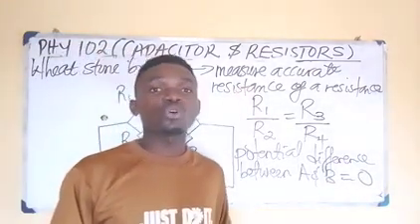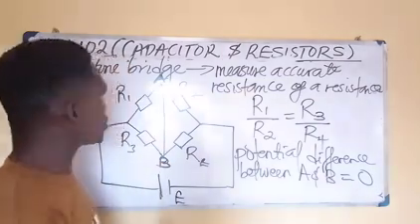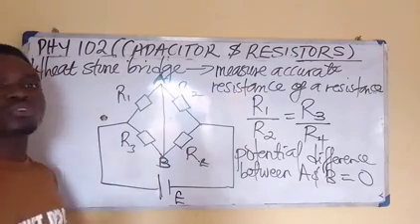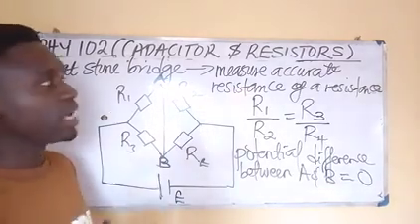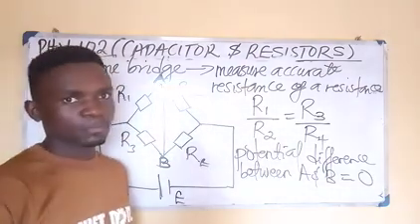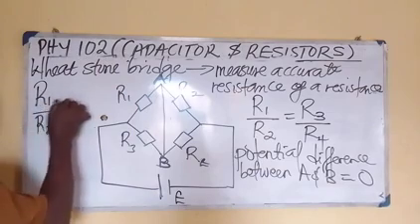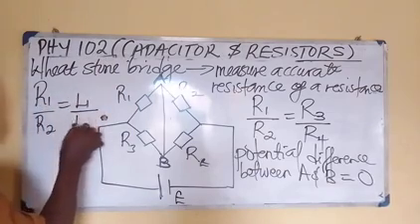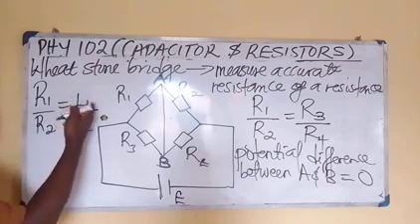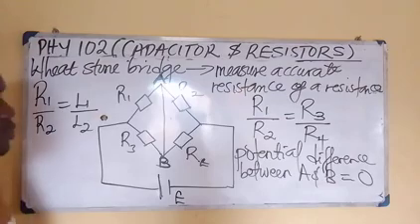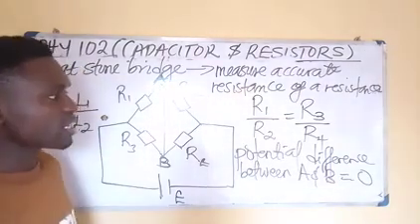We also have what is called the meter bridge. The meter bridge is a form of Wheatstone bridge. It is also used to measure resistance accurately. The formula is R1 over R2 equal to L1 over L2, where L1 and L2 are the lengths, and R1 and R2 are the resistors. So please take note of that.